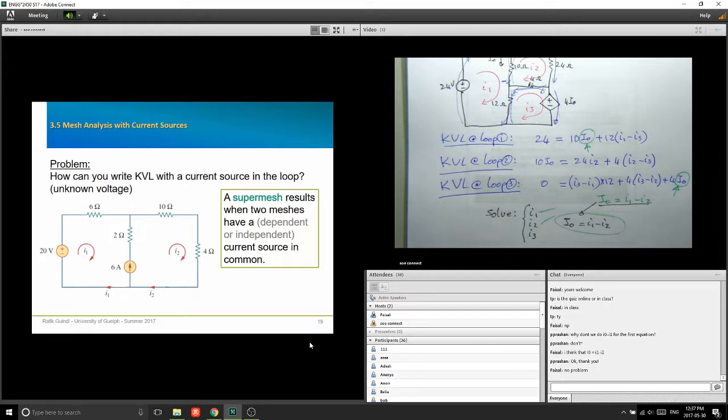Isn't I2 minus I1 equal to... That's correct. But then how are we going to produce? That's just one equation. We still have to find a way to produce the other equation.